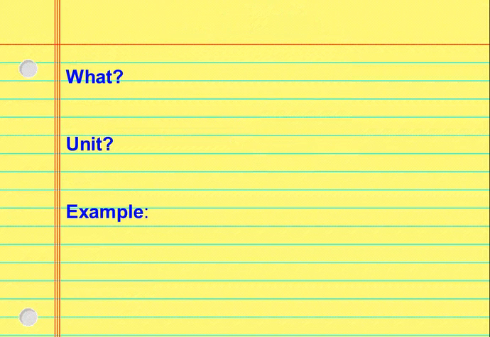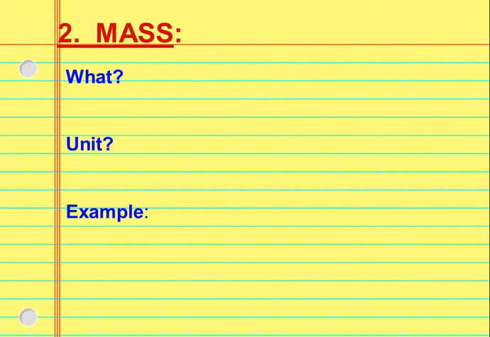The second property that we're going to talk about is mass. You guys are going to be doing activities quite often in this class where you have to use the triple beam balance, or you have to use the scales to measure the mass of things. Mass is basically the amount of matter, or the amount of stuff, if you think about it, that's in an object. It's like how much stuff is in it.